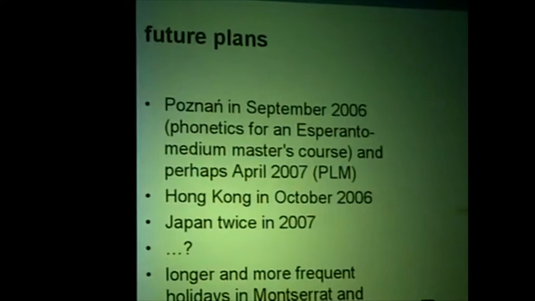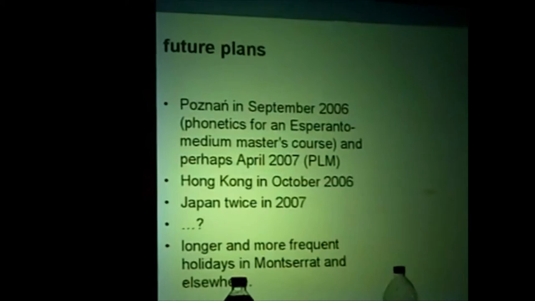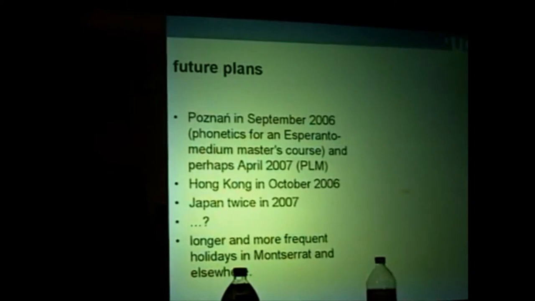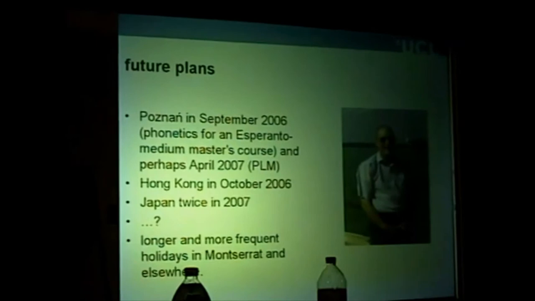I'm otherwise booked to go to Hong Kong in October 2006 and Japan twice in 2007, and I'm open to any further invitations anybody might have to go to interesting places around the world. Apart from that, I plan longer and more frequent holidays in Montserrat and elsewhere. And I hope that will be part of the future for me looking like that.